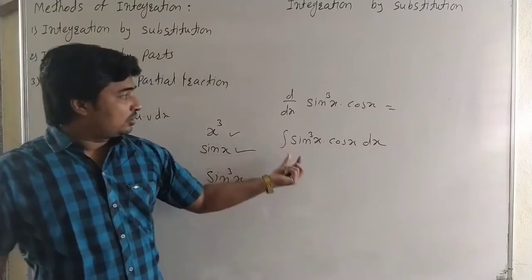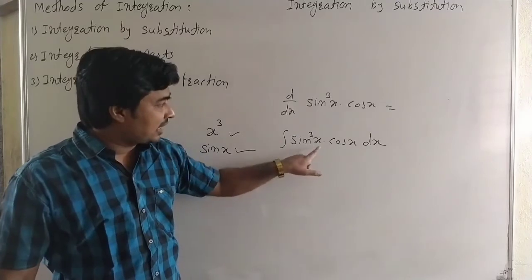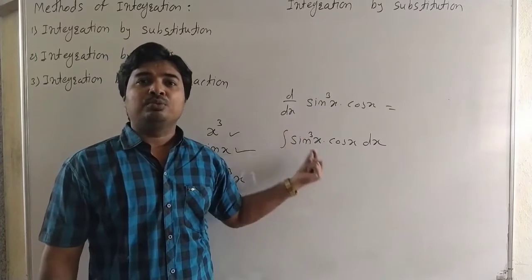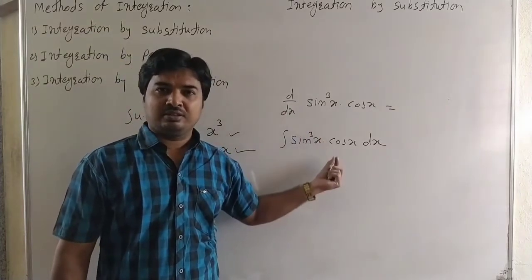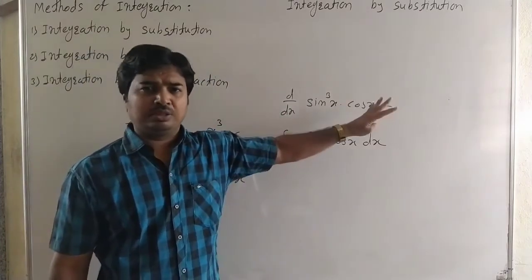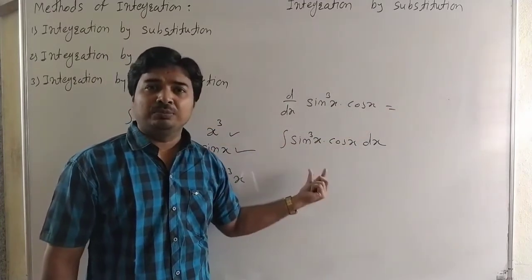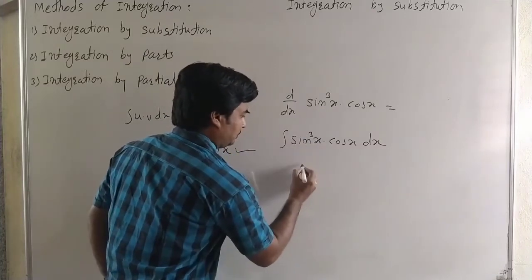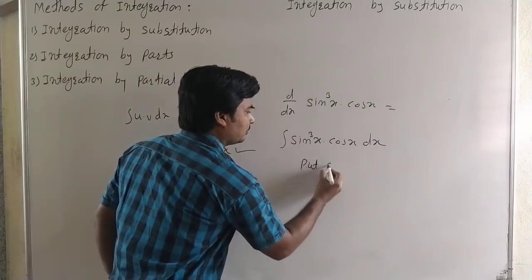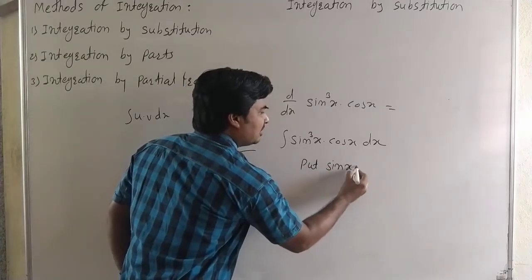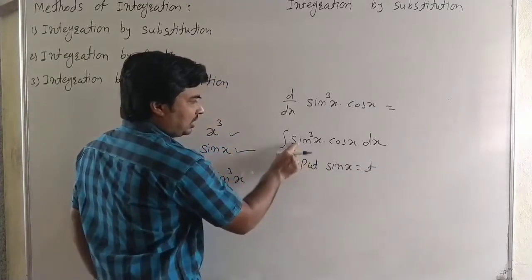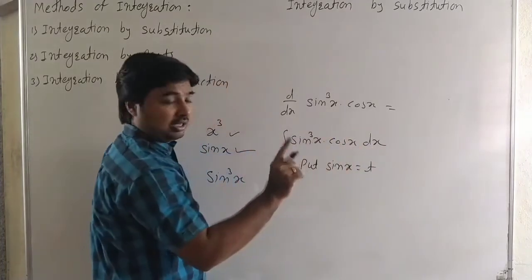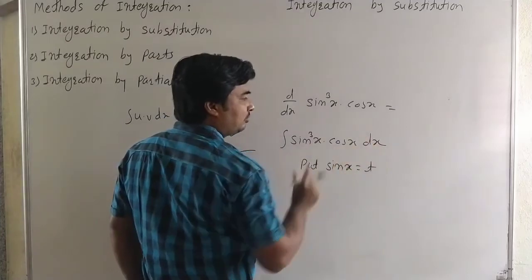Now we substitute in sin cube x, the cube of a sine, a composite function. Here we put sin x, one variable we can take t. Put sin x is equal to t. We take a new variable. Here we can write t cube, the function is t, and we write the integral with respect to x.